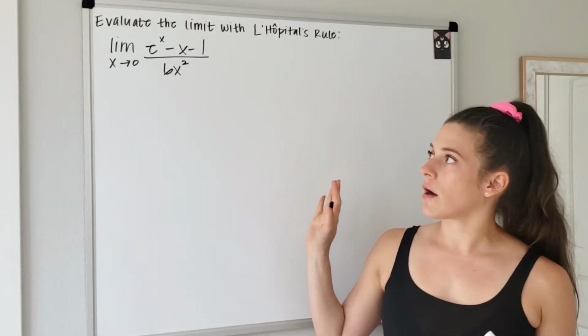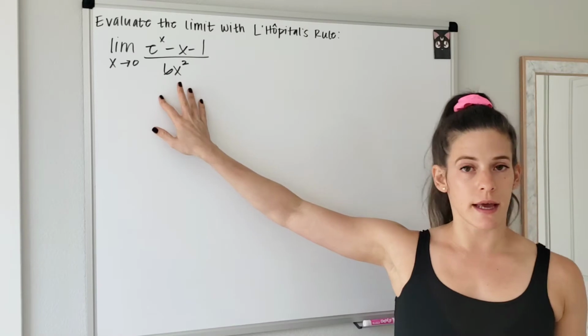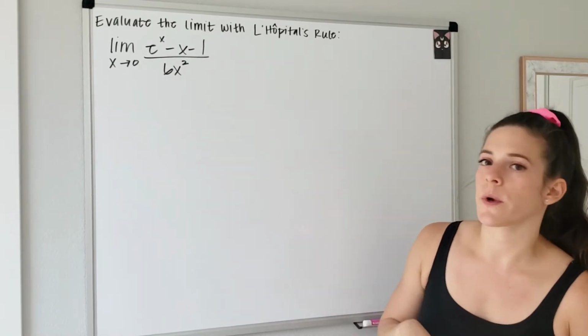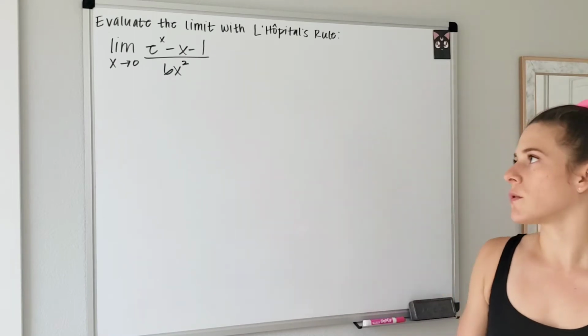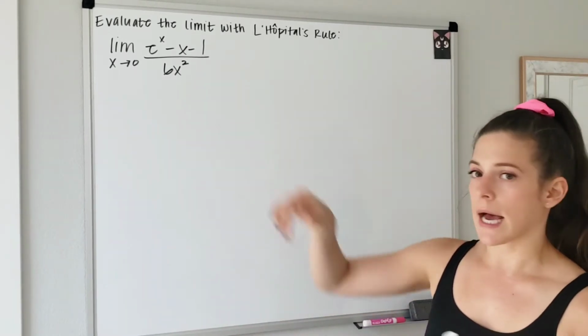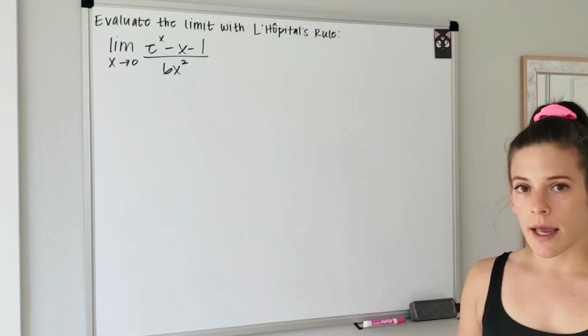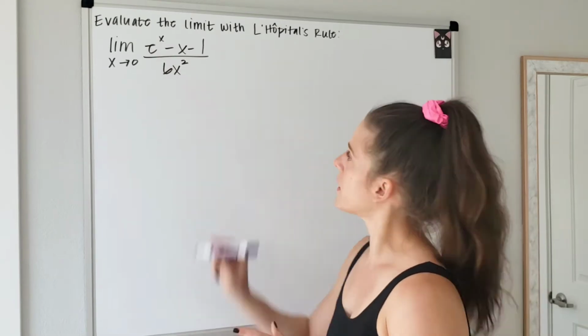Hello, today we are evaluating the limit of (e^x - x - 1) / (6x^2) as x approaches 0 using L'Hopital's rule. Before we get into L'Hopital's rule, let's just see what happens when we evaluate this limit as is. To do that, we plug in whatever x is approaching, which is 0, wherever we see x up here.